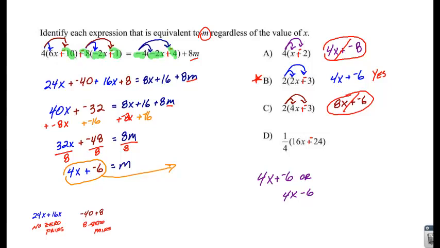And finally, letter D. 1/4 times 16. 4 goes into 4 once, 4 goes into 16 4 times. 1/4 of 16, 4x, plus 1/4 of negative 24. That would be a negative 6. 4x plus negative 6, that's what we're hunting for. So that's a yes. We like letters B and D. Those would be our correct answers.